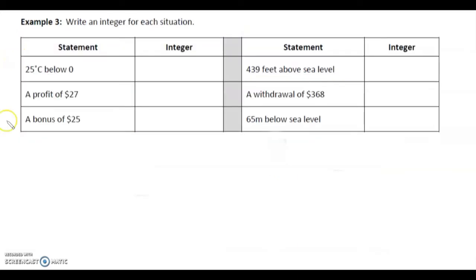Example 3, write an integer for each situation. So 25 degrees Celsius below 0. So that's going to be negative 25. A profit of $27. So profit means that you're making money. So positive 27. A bonus of $25. So you get an extra $25 you receive. So that's going to be positive 25.